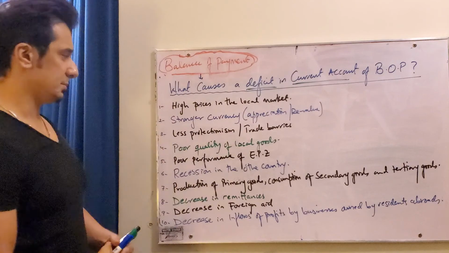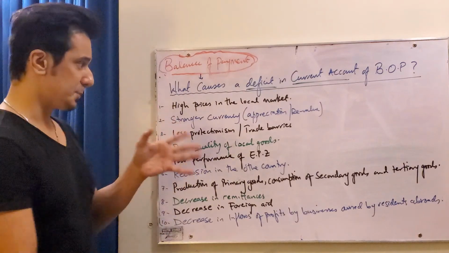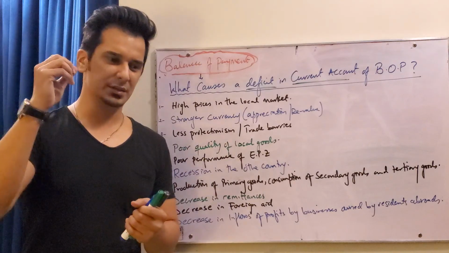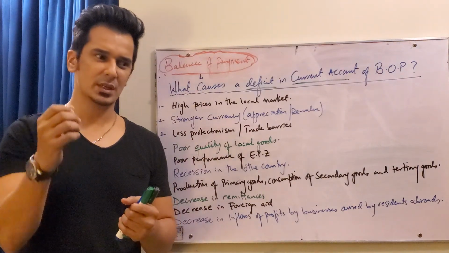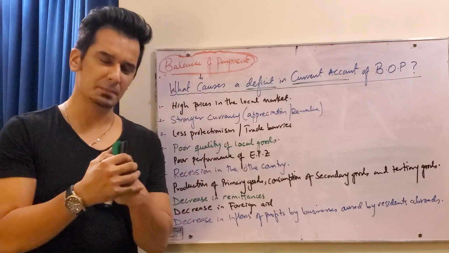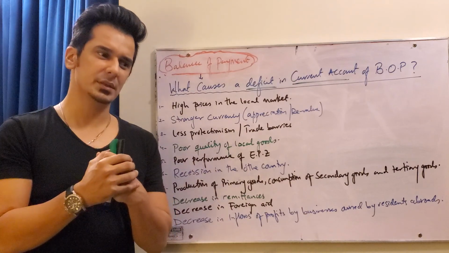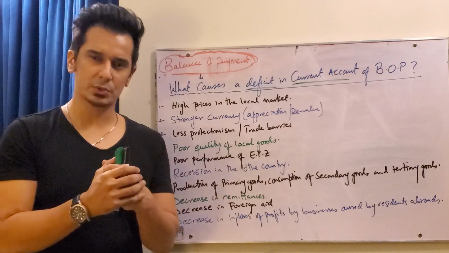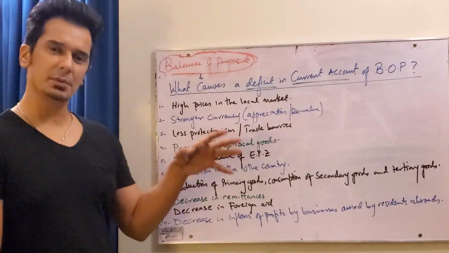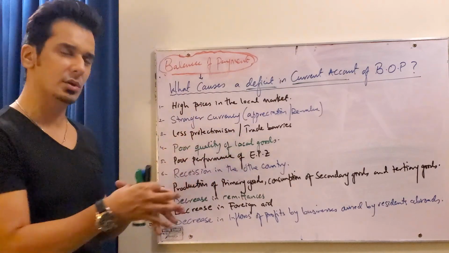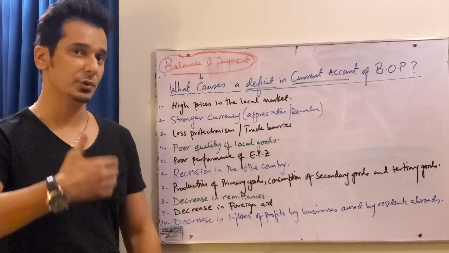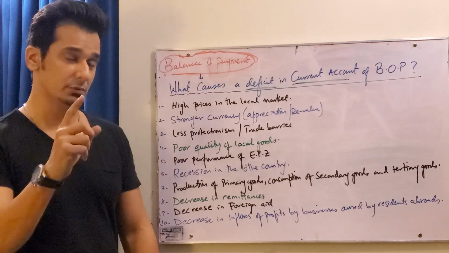The third part is less protectionism or trade barriers. Let's suppose the government decreases the tariff, decreases the quota, and decreases its embargoes. Are we getting it? So what would happen in that case? If there is a relaxation or reduction in trade barriers or protectionism, there would be an increase in imports in that country, not inflows, imports.